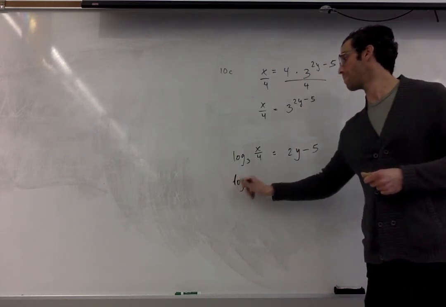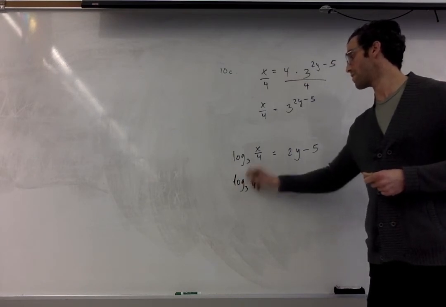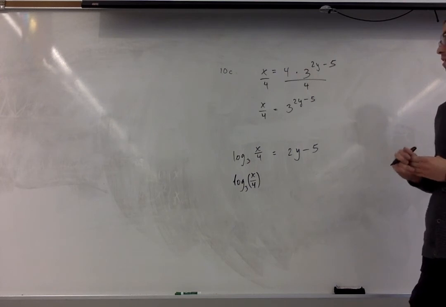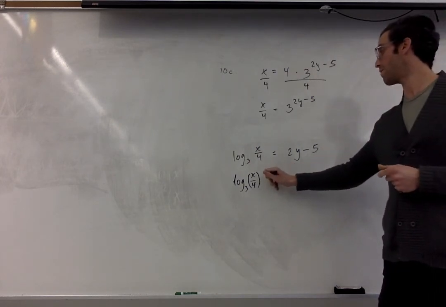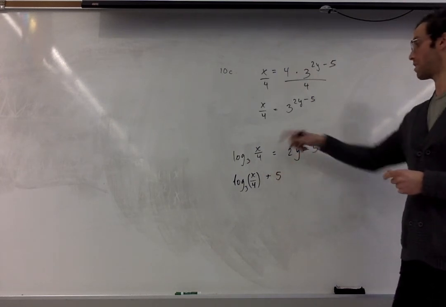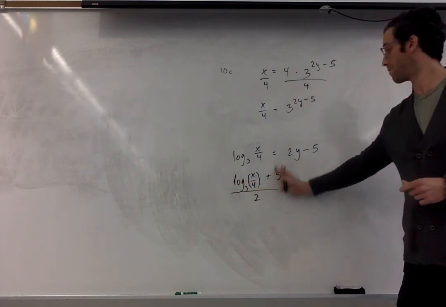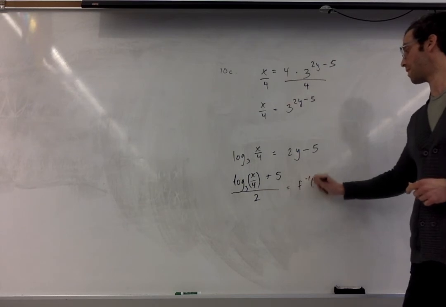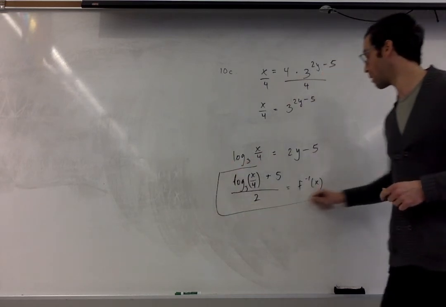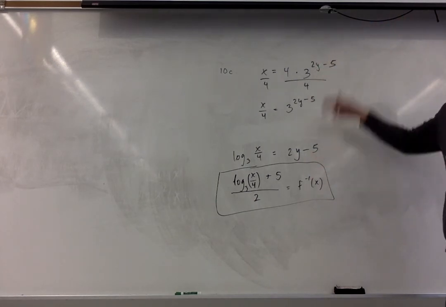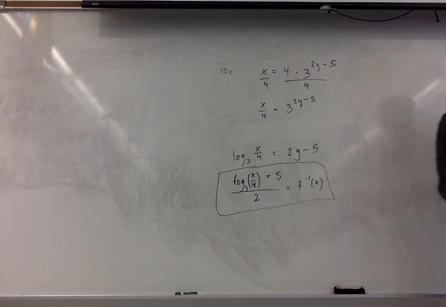So log base 3 of this. I'll even put that argument in parentheses to show that that's the only part of the argument. Now we have to add 5, and then we're going to divide the whole thing by 2. So it's a little bit of a messy answer, but that's it. That's the answer here. Okay, so inverse of an exponential function is logarithmic, and those are the steps you'd be expected to show how to go between the two forms.